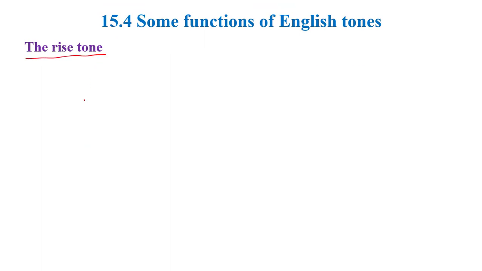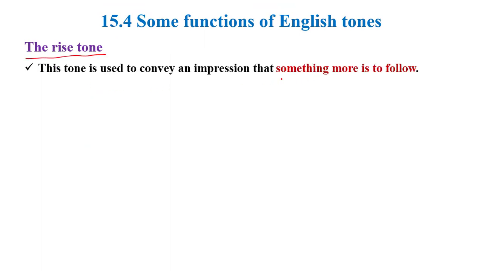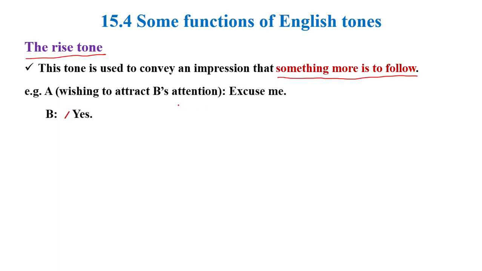The rise tone. This tone is used to convey an impression that something more is to follow. Let's take an example of a conversation between person A and person B. Person A, wishing to attract B's attention: "Excuse me." A possible reply from person B would be like, "Yes." In this sense, B's reply is perhaps equivalent to what do you want? Or, for example, it means B is telling person A to go on.